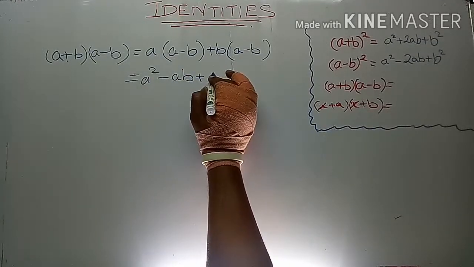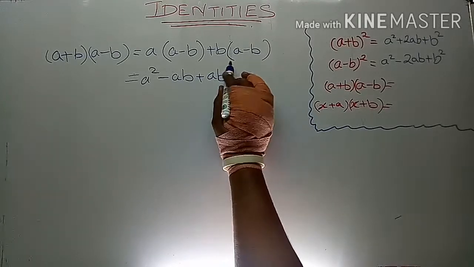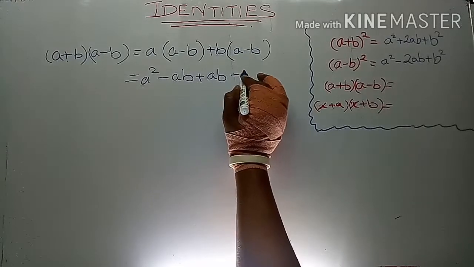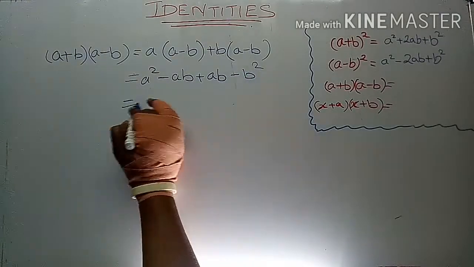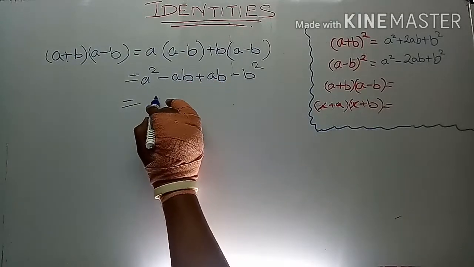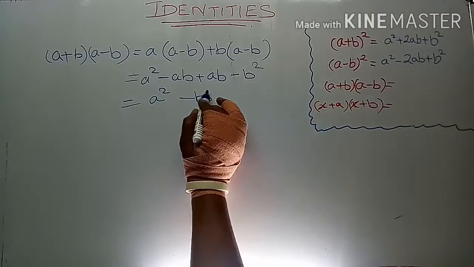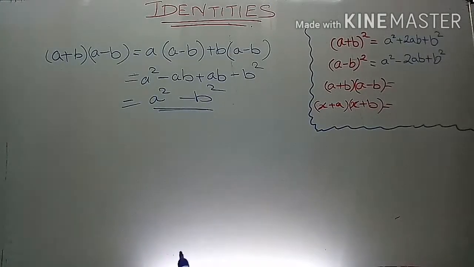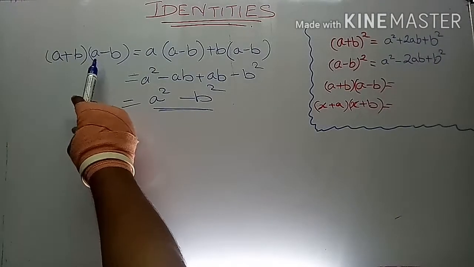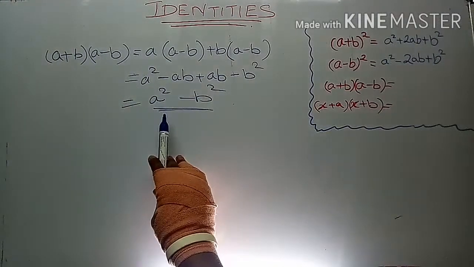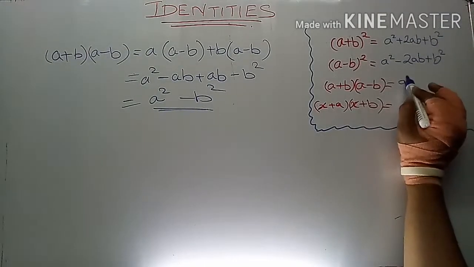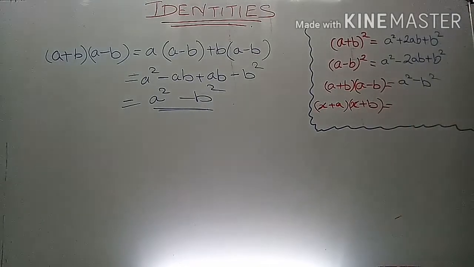plus b into a is ab or ba, whatever, it means one and the same thing, plus b into minus b gives you minus b square. Minus ab plus ab becomes 0. So what we have is a square minus b square. So remember, when a plus b is multiplied by a minus b, you get a square minus b square. So we have the third identity over here. This is equal to a square minus b square.